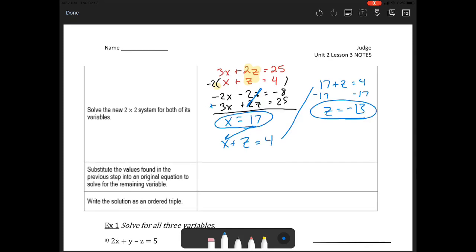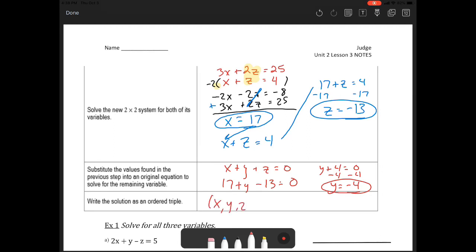I can now substitute those 2 variables in for one of my original equations. Well, my easiest original equation was x plus y plus z equals 0. So I can literally plug in 17 plus y minus 13 equals 0 and solve for it. So 17 minus 13 is going to give me 4. So that's going to be y plus 4 equals 0. If I minus 4 to both sides, then I get y equals -4.